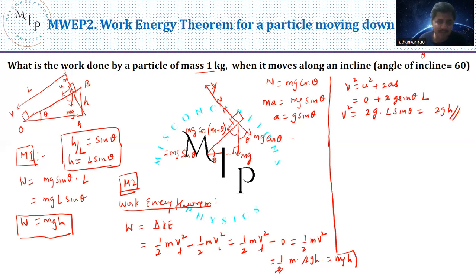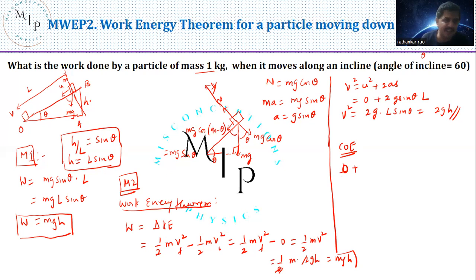Now I told you there are two more methods. The first method employed the kinetic equations, that is, the equations of motion. The second method is that you can use conservation of energy. Now, how do I use conservation of energy? First, what is the initial energy of the particle at this point? It doesn't have kinetic energy. You just dropped it, right? So the initial kinetic energy is 0.